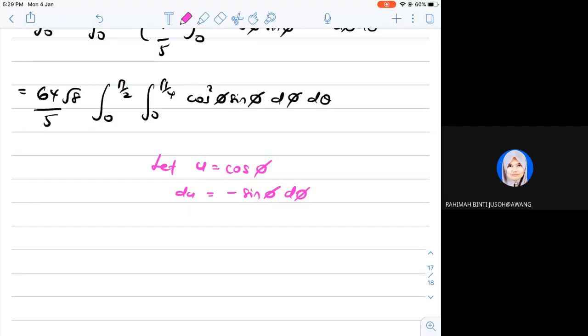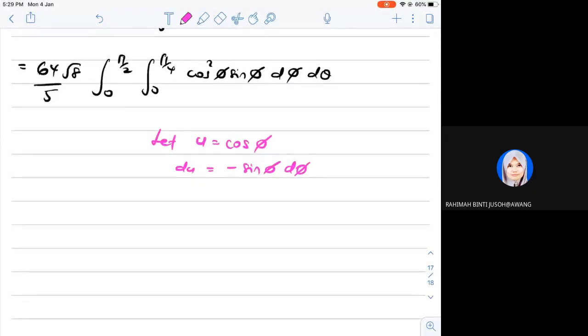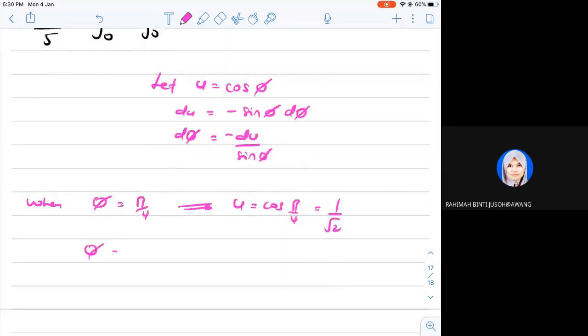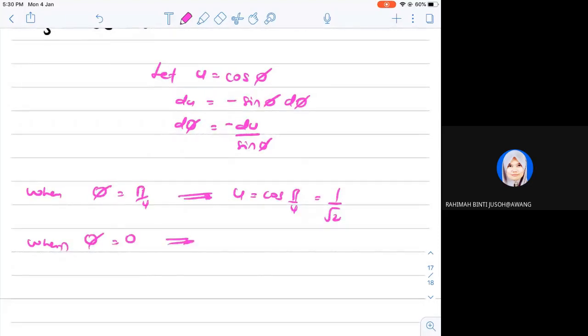Okay, so of course d phi becomes du, negative du over sine phi. So again, I substitute the limit first. When phi equals pi over 4, we will have u equals cos pi over 4, which is equivalent to 1 over square root 2. And then when phi equals 0, we will have u equals cos 0 equals 1.